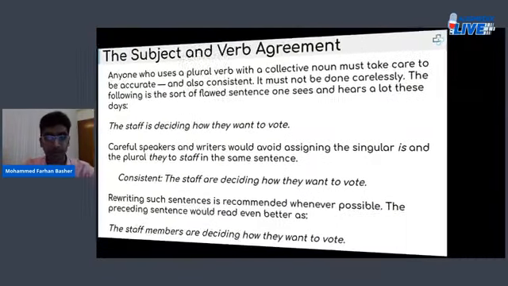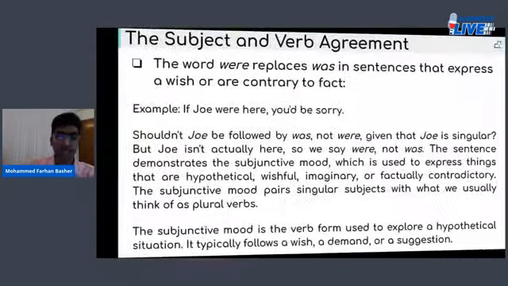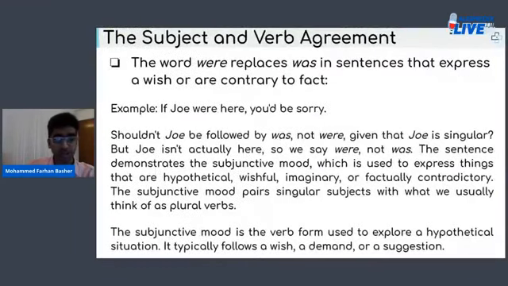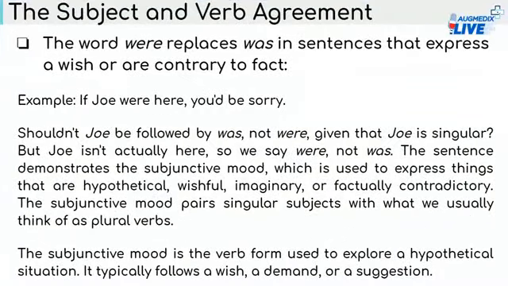Then what we have here. The word were replaces was in sentences that express a wish or are contrary to fact. Example, if Joe were here, you'd be sorry. Take a look at this. At times, we replace the verb was with were, even if the subject is singular.